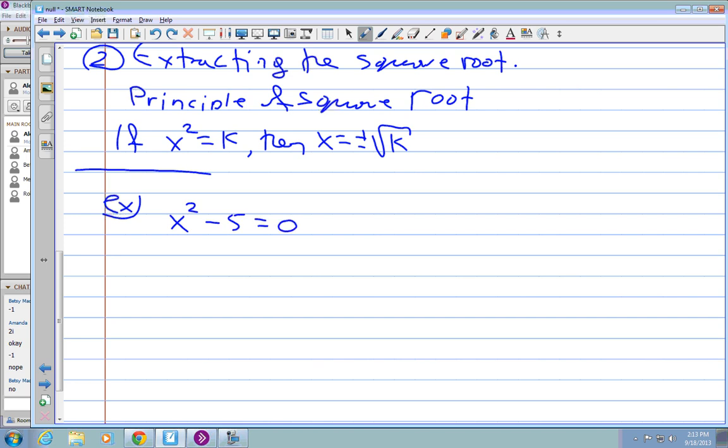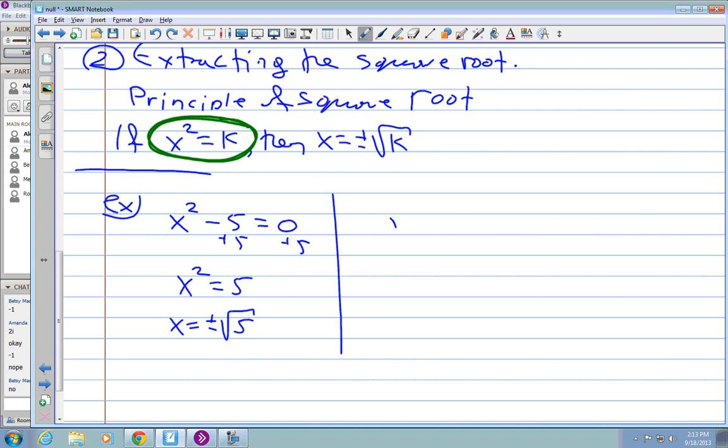Okay? So the question is, can we put our equation in this form, where one side is a square, the other side is a constant? Can we do that? Yeah, we can add 5 to both sides. So x squared equals 5. Then x equals plus or minus square root of 5. And we're done. Okay? These are the two answers. Positive square root of 5, negative square root of 5.